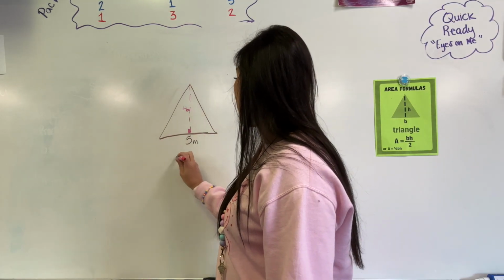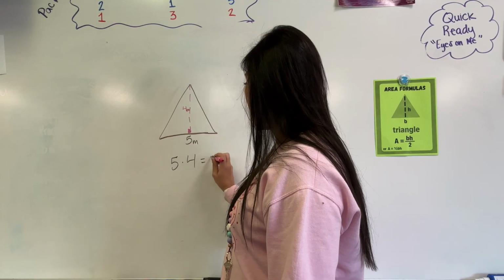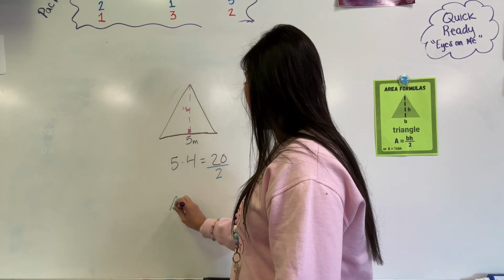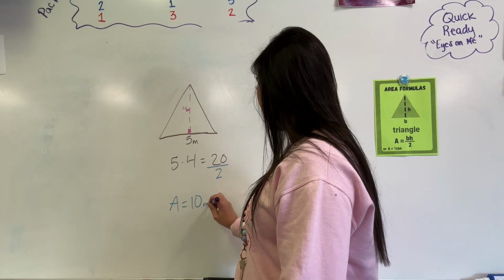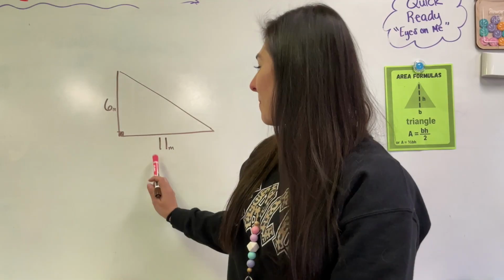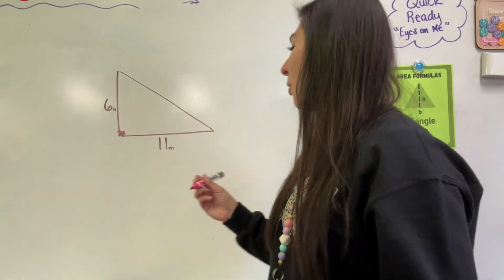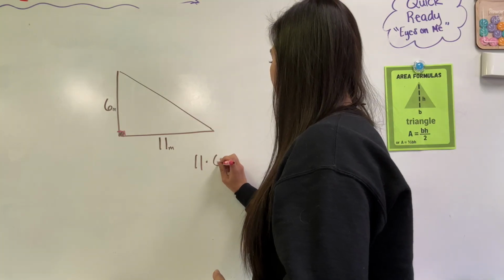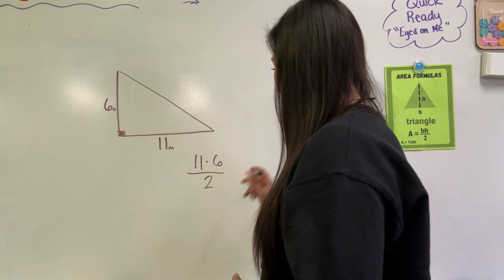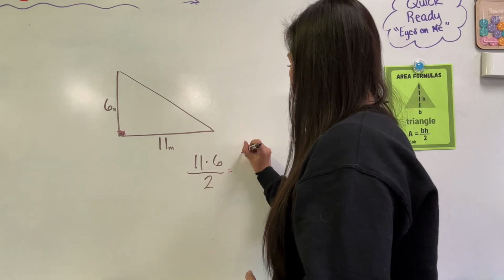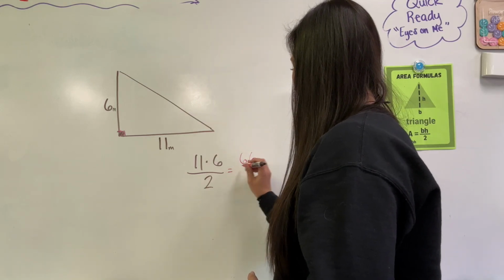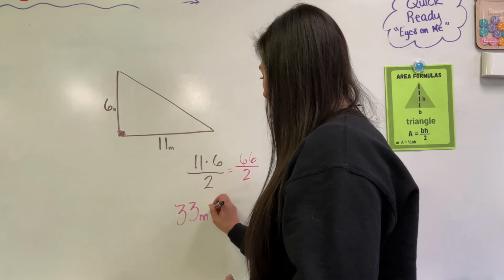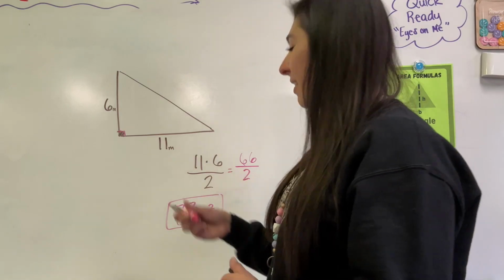So we're going to multiply by saying we are doing 5 times 4, which will give us 20. But don't forget, because it's half of a parallelogram, we need to divide by 2. So our area is going to be 10 meters squared. For my next triangle, I have my base is 11 and my height is 6. So for area, I'm going to get my base, which is 11, times my height, which is 6, and then don't forget to divide by 2. So 11 times 6 is 66. We divide by 2, and so that's going to give us 33 meters squared. That will be our area for this triangle.